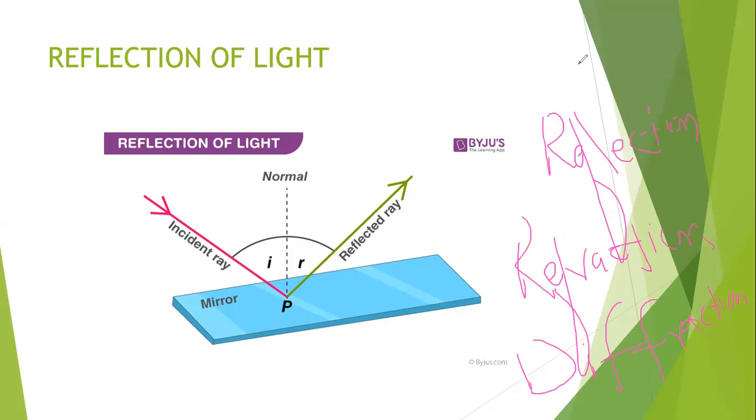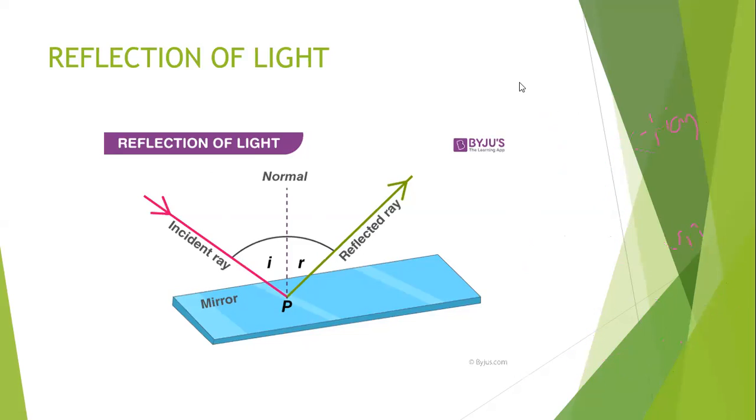First, we are going to discuss reflection. What is reflection? When light hits a plane, smooth surface, it will reflect back with the same angle in which it hit the plane surface. Here you can see the incident ray. This is a plane mirror. When this incident light ray hits this plane, it will reflect back with the same angle.